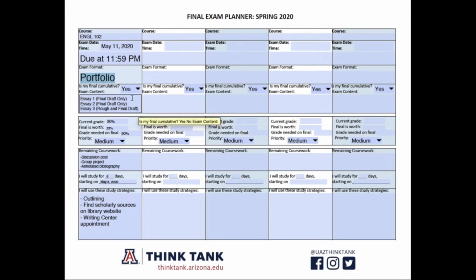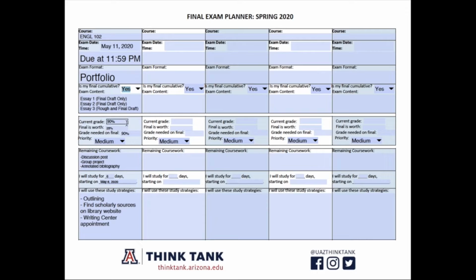In the next box, you can use the drop-down to note whether your final or project is cumulative. And to review, cumulative just means that it incorporates all of the content from the class so far. A portfolio would definitely be cumulative, so we'll choose yes. Next, you can note any kind of content that might go into that exam or project. So for this student, the portfolio will be made up of Essay 1, Essay 2, and Essay 3.